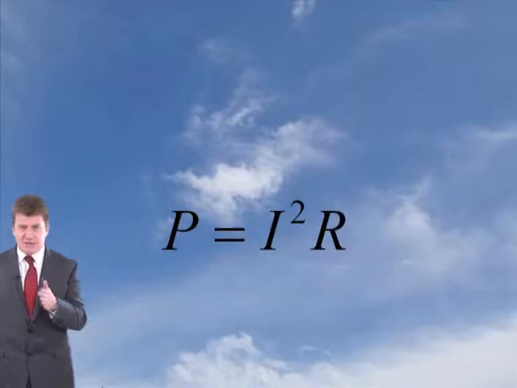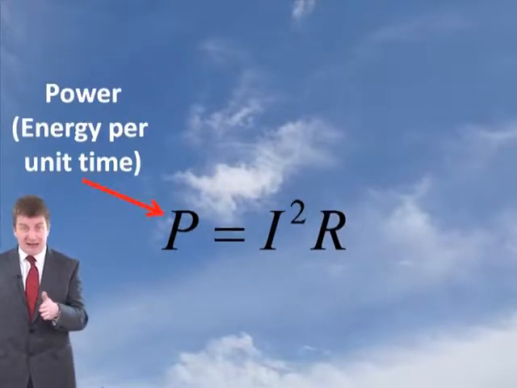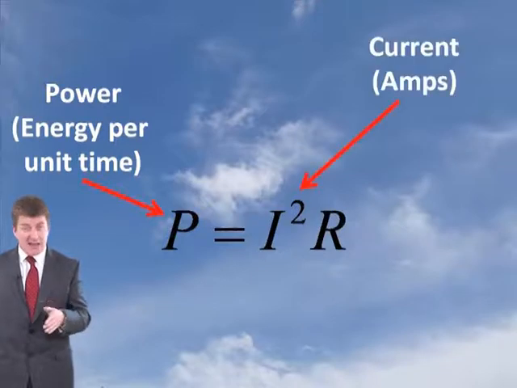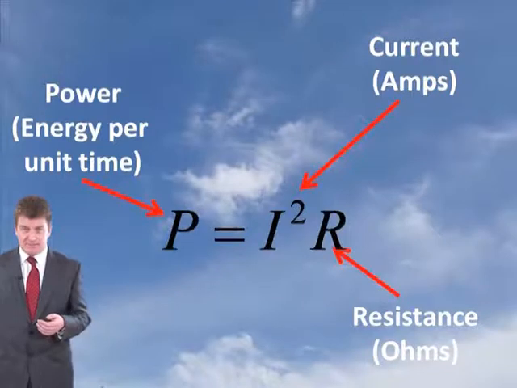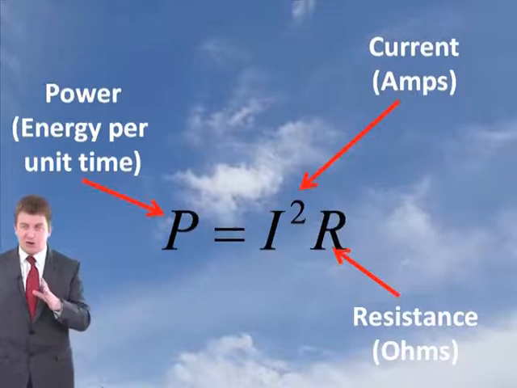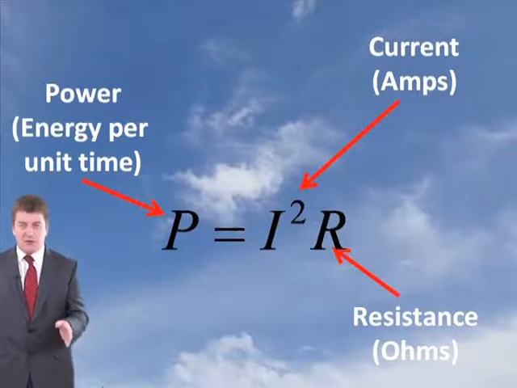Now, the formula for Joule heating is P equals I squared R, where P is the power, which is energy per unit time, I is the current in amps, and R is the resistance in ohms. And this shows you that the amount of heat created in a wire with electricity running through it is proportional to the square of the current. If you double the current, the heat released is multiplied by 4.